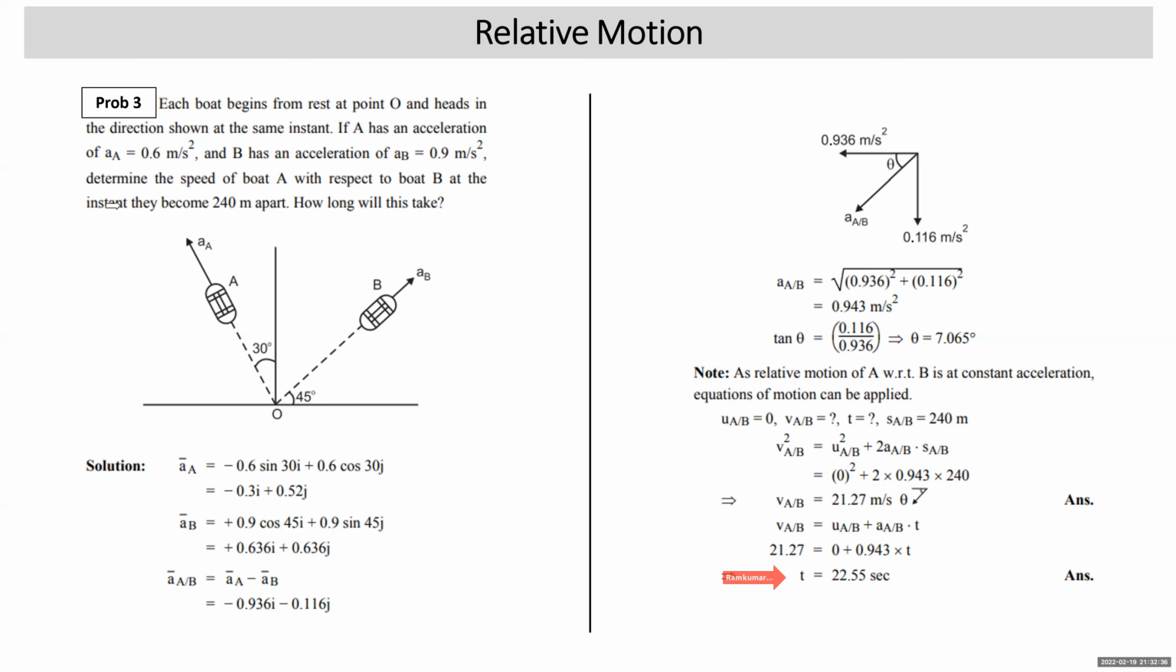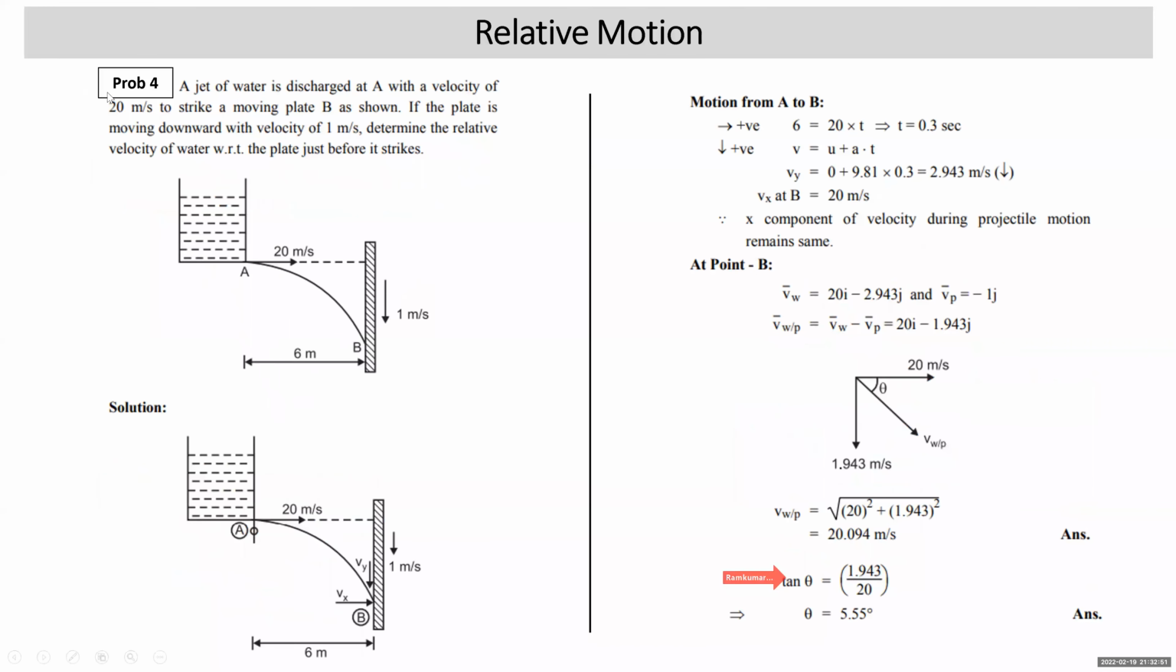All right. So here is the comparison between this problem and the previous problem. In the previous problem, relative motion was at constant velocity. Here, relative motion is at constant acceleration. Now here we will be having a problem which involves the concepts of projectile also, along with relative motion.